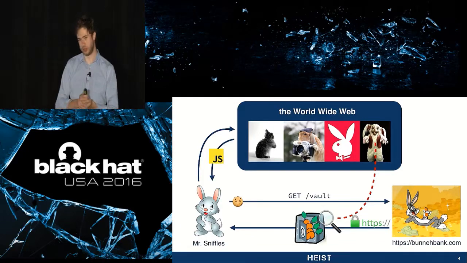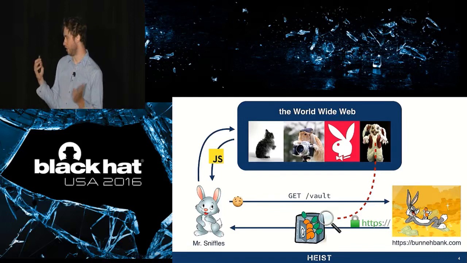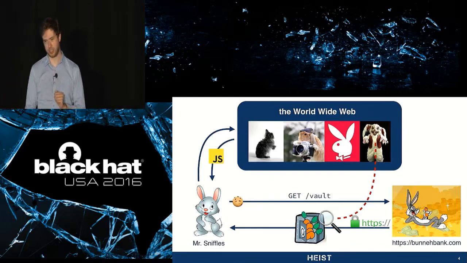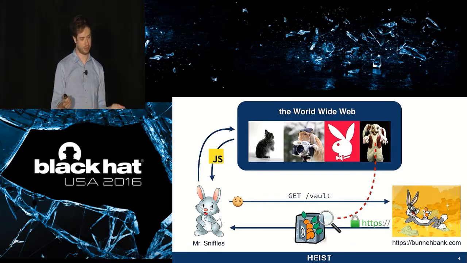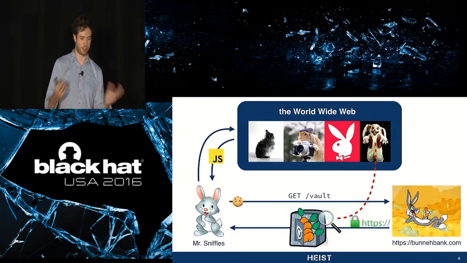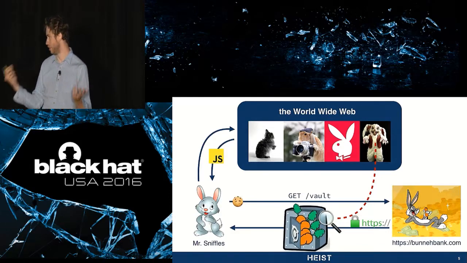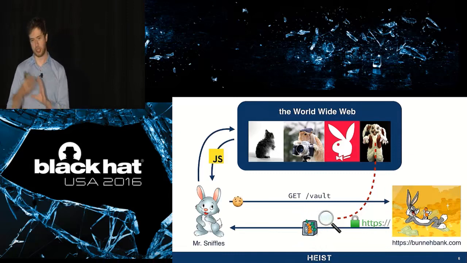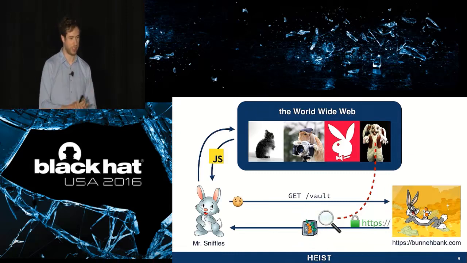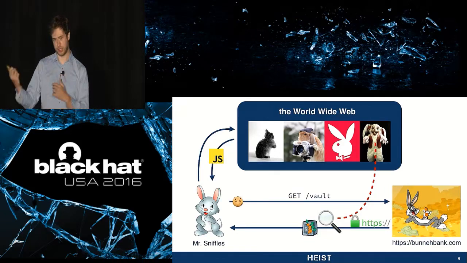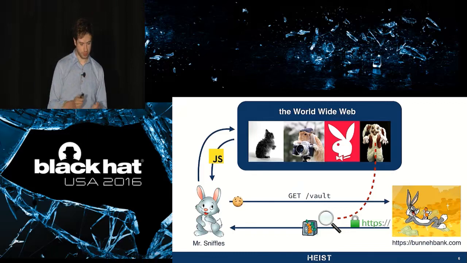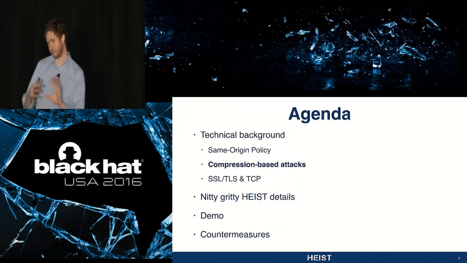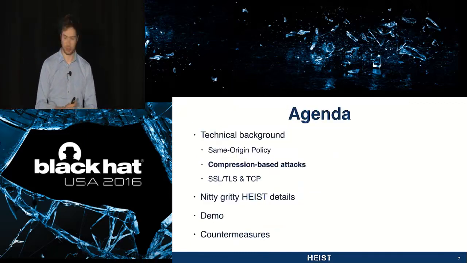And what's also important to note here is that not only the contents of the vault should remain hidden, but also the size of the vault. So whether the vault is large or whether it's small. Because knowing the size of the vault might already leak some information about Mr. Sniffles to the attacker. So in a nutshell, this is how the same origin policy works.